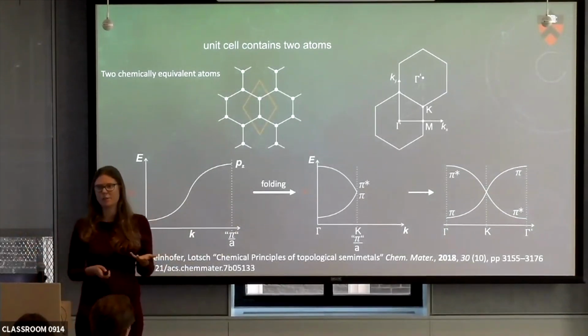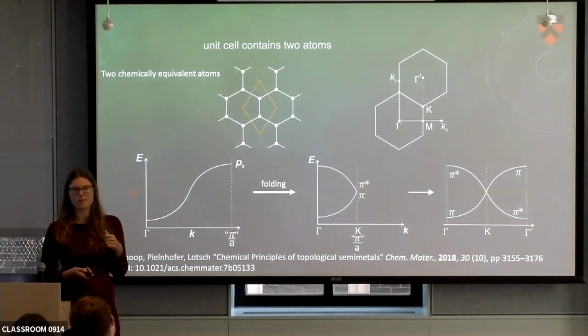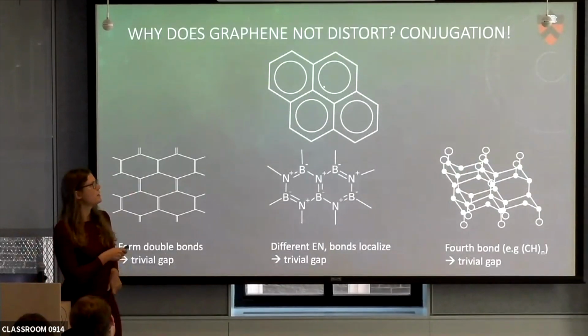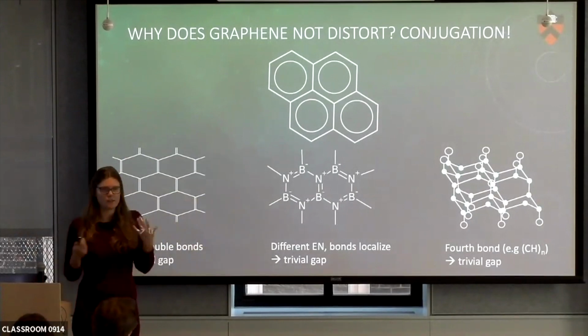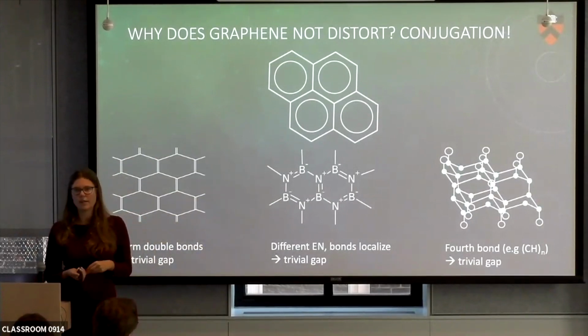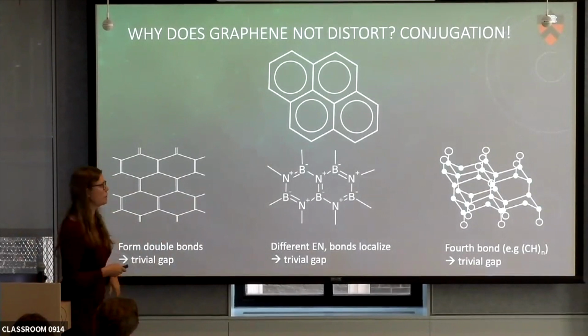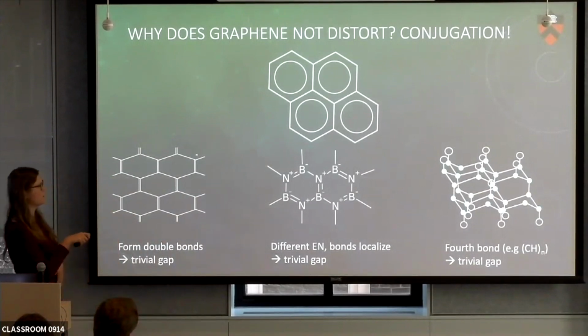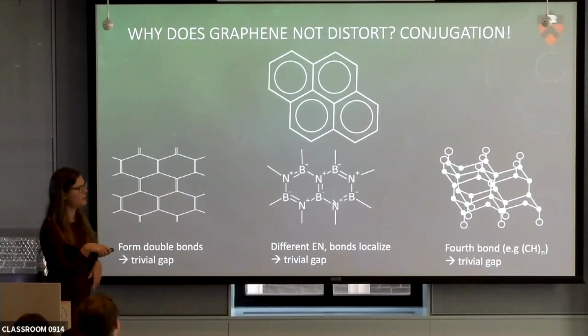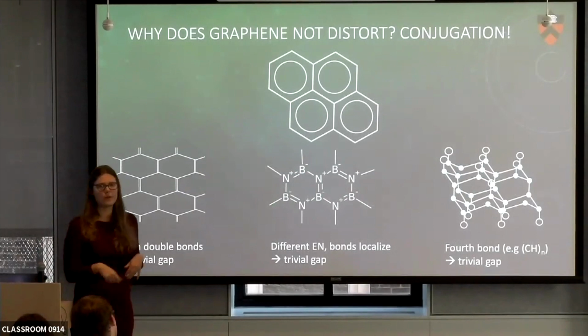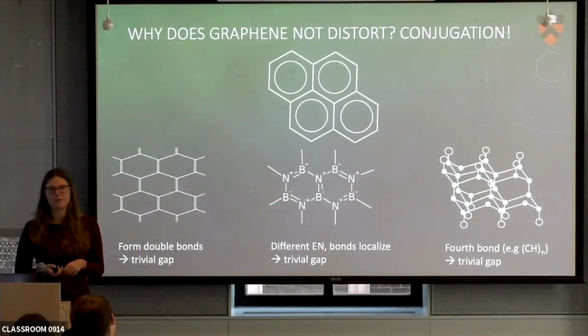In graphene, there's no such distortion, and there's actually a good chemical reason for that, which is that the pz orbitals are delocalized over the full sheet in graphene, and this is called a conjugated or delocalized pi bond in chemistry. And if you were to do anything with this differently, like localize it at double bonds, or put boron and nitrogen at different electronegativities here, or form a fourth bond, we would always gap out this cone in a trivial way.